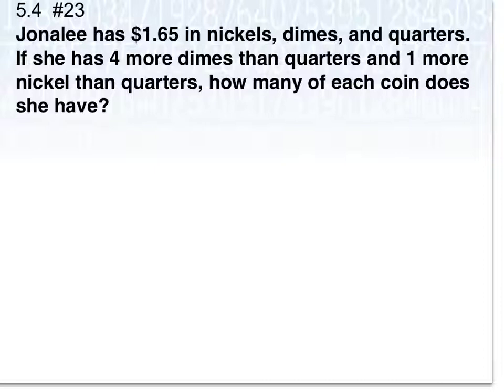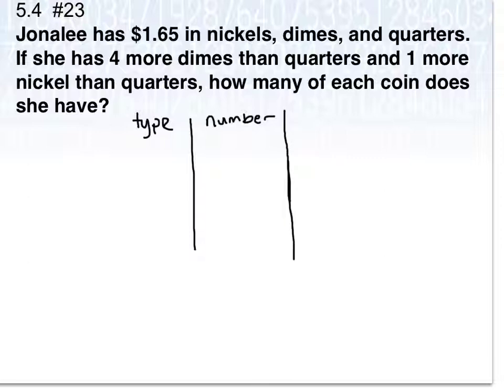Again, this is going to be a coin problem, so I'm going to want to set up a chart so I can organize my information. We're going to start off with type of coin. The next column will be number of coins. The next column will be the value of a single coin. And then the last column is always the total value coming from each type of coin.